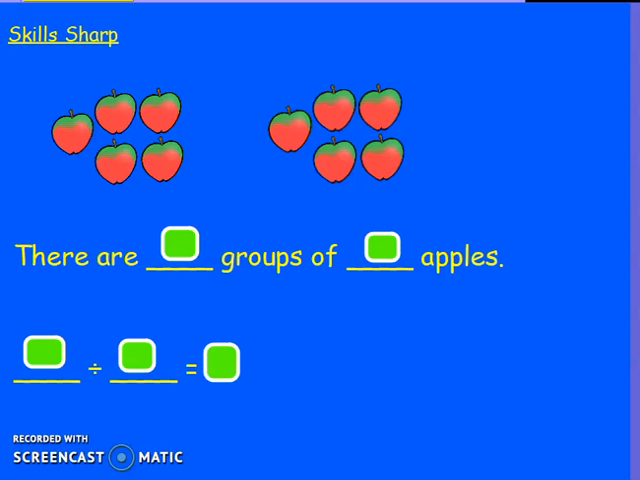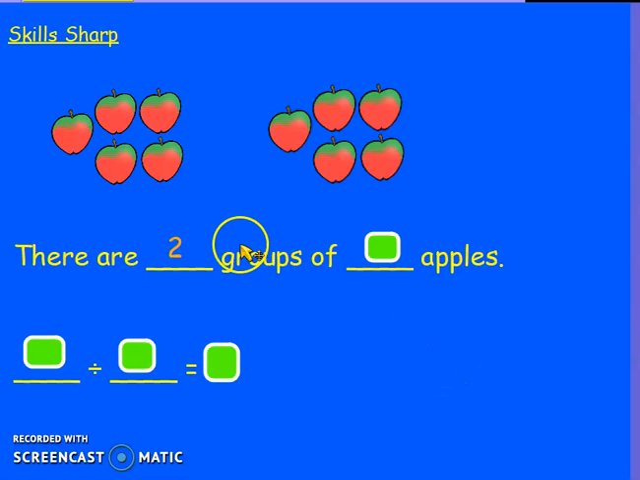For our Skill Sharp session this morning, we're going to repeat and recap something that we learnt yesterday, how to make equal groups. Have a look at the picture on the screen. We can see there are some groups of apples. How many groups have we got all together? 1 group, 2 groups. There are 2 groups in total.